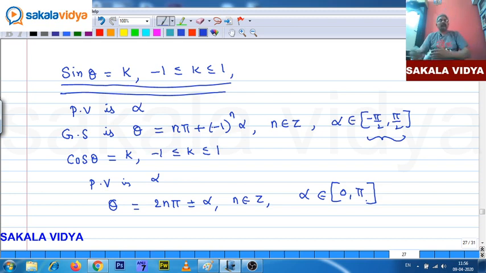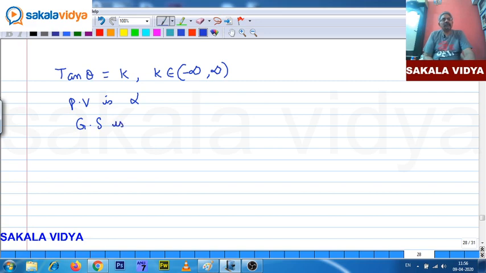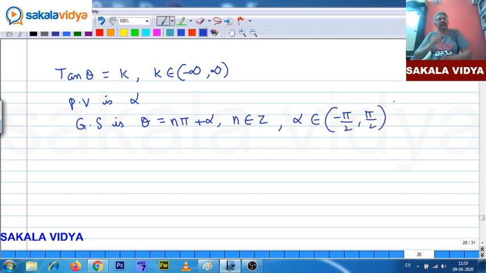Okay, so now next, tan theta is equal to k. Here k belongs to minus infinity comma infinity. Next, for example, say the principal value is alpha, the general solution is theta is equal to n pi plus alpha, n belongs to Z, and where alpha belongs to the interval minus pi by 2 comma pi by 2, but alpha does not equal minus pi by 2 and alpha does not equal pi by 2. So that means this is actually an open interval we need to consider.